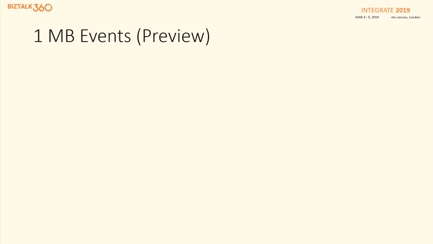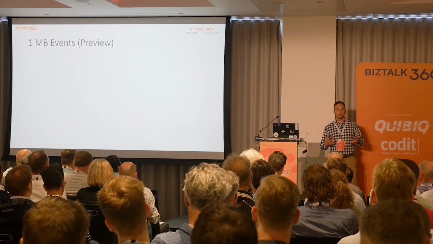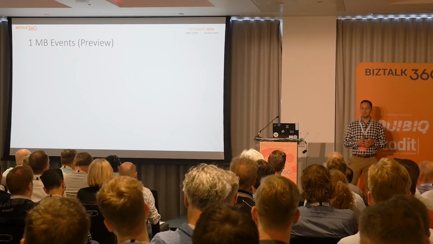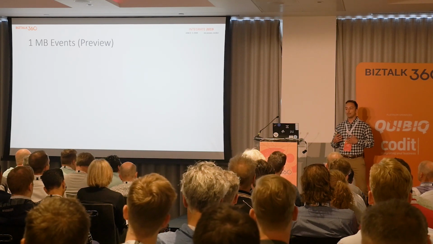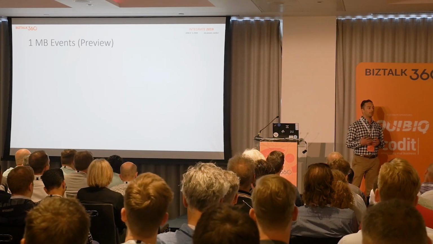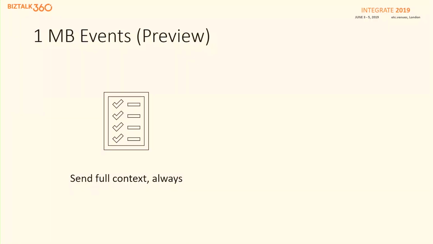The next thing that we recently previewed is support for up to 1 megabyte events. And this one also might seem a little bit counterintuitive. I know a lot of the times I've used the verbiage of event and notification kind of interchangeably, and so there is a thinking out there that Event Grid is a notification service, and it is, but when we say notification, I don't mean like a toast notification on your phone. When we talk about notification in Event Grid, I really mean an event, and that means that it should have the full context in it.